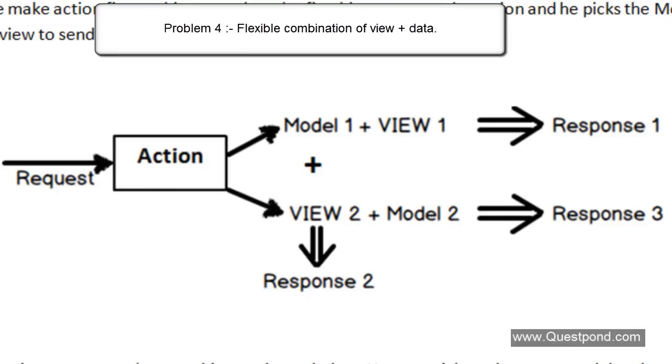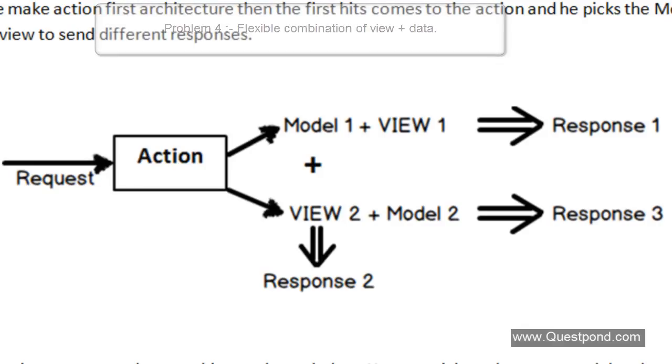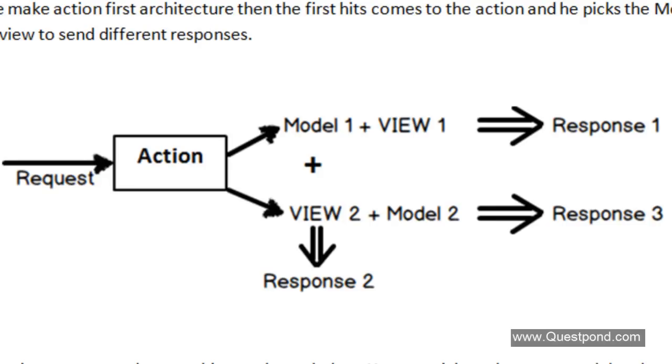Problem number 4, flexible combination of view and data. Now, when an end user sends a request to a website, what the end user gets is nothing but a combination of view, that means some kind of HTML or structure, and data which comes from a model or a business layer. Now web form is a view first architecture, so already the view has been decided, right? But in case of MVC, because the first hit comes to the action, it can always go and pick up any kind of model, attach it with the view and give a different response type. So in other words, that flexibility of combining the data with the view is possible with MVC, but it is not possible with a web form.